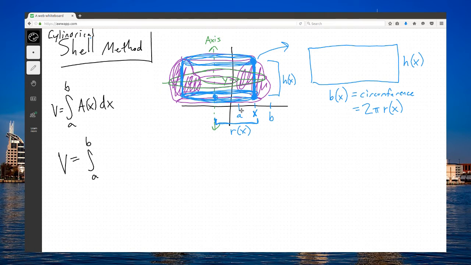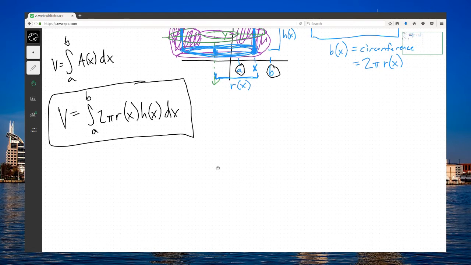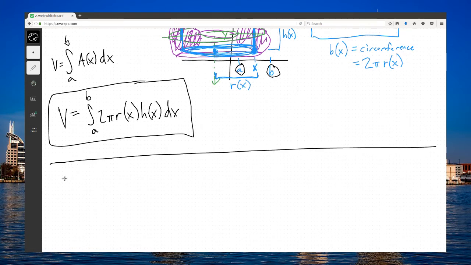Integrate from a to b, where a is the leftmost and b is the rightmost x value of the region, 2 pi r(x) h(x) with respect to x. And that's the cylindrical shell method. Let's take a look at an example. We're going to find the volume of the solid of revolution.